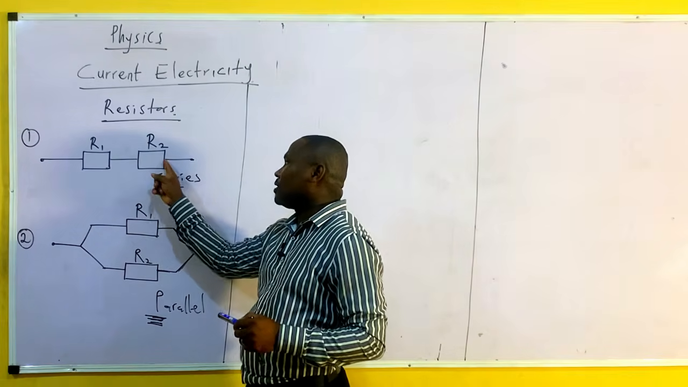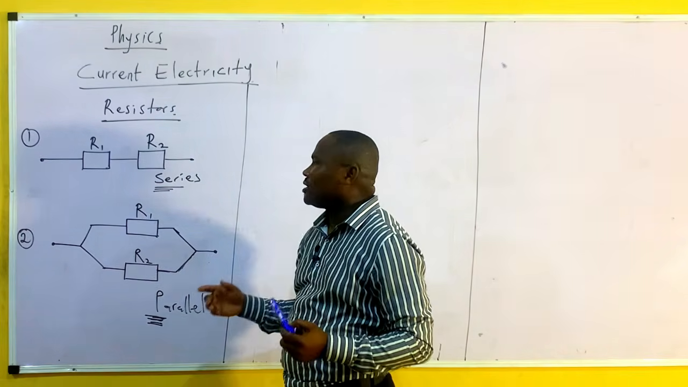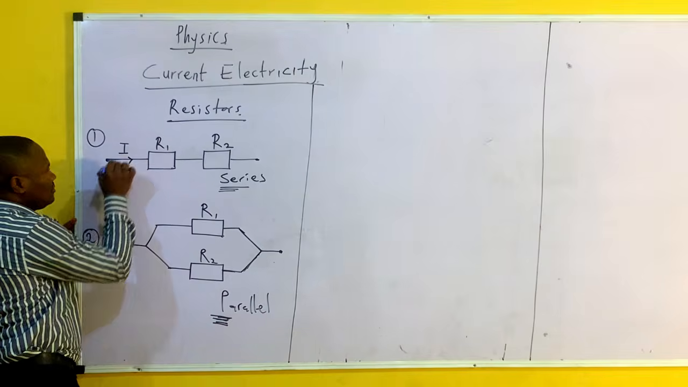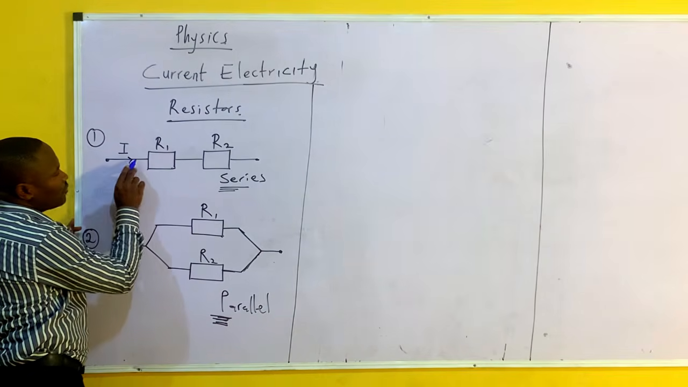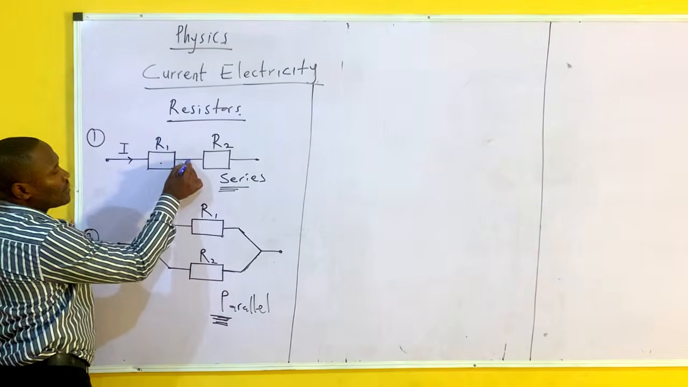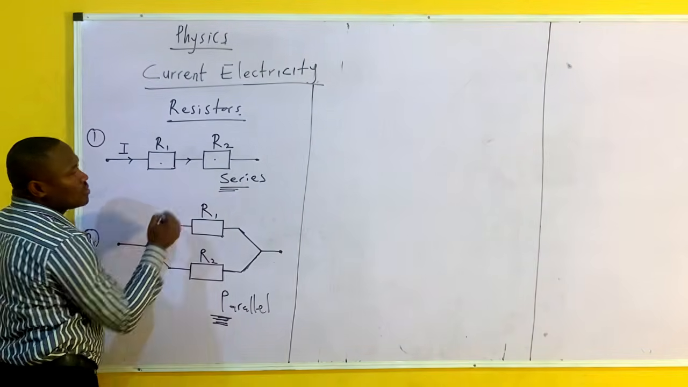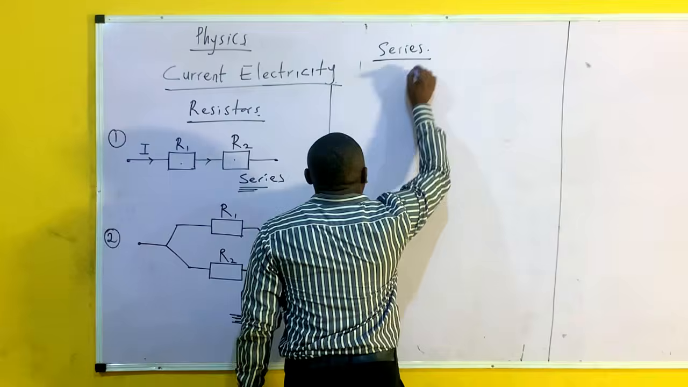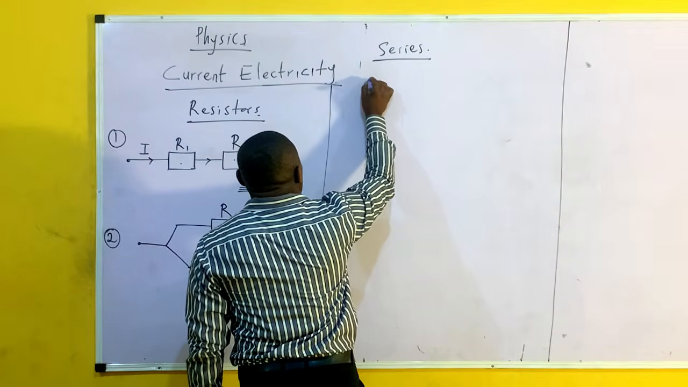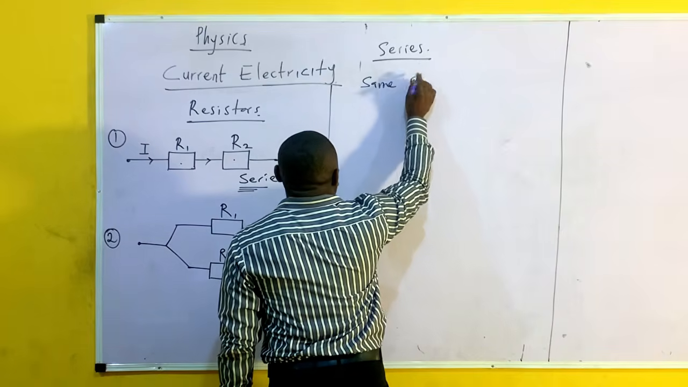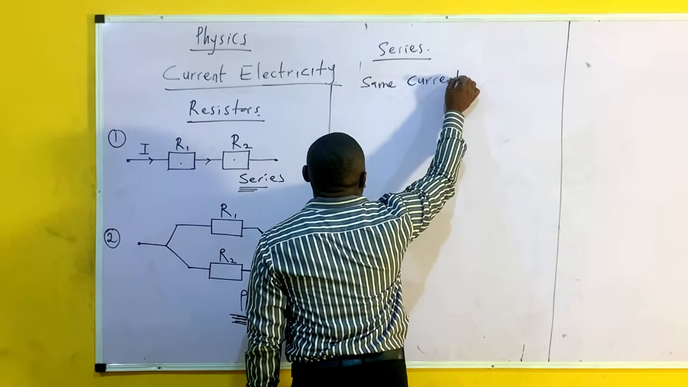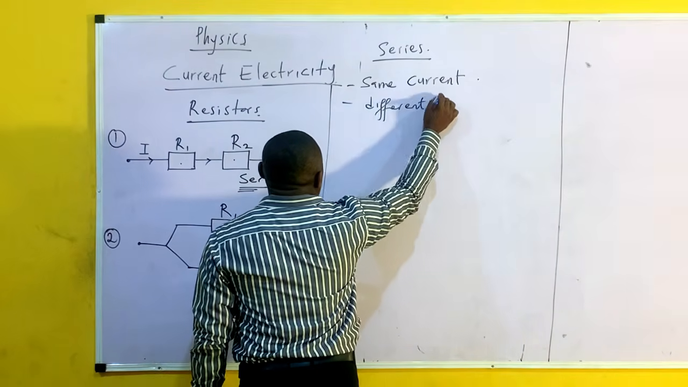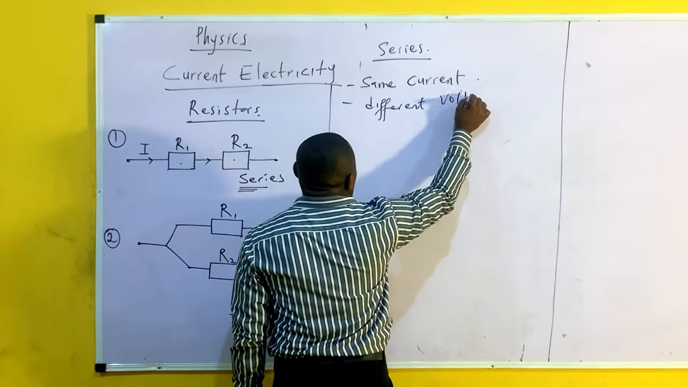Now let's look at resistors in the way they are connected. Number one is a series connection. Number two is a parallel connection. Now, how do you know it's a series connection? If a current is coming from here, the total current coming from here will enter into this resistor, still leave here and come into this place. So I can boldly say that in series, the two resistors have the same current, but they have different voltage. Take note of this.